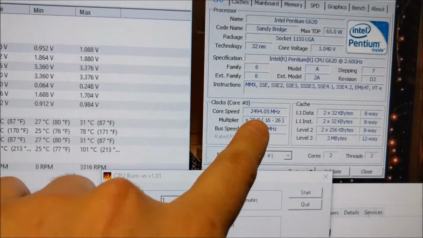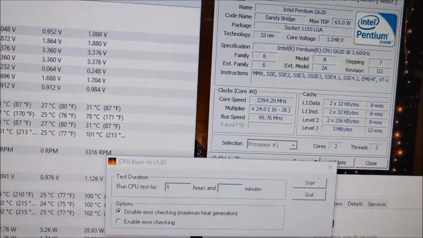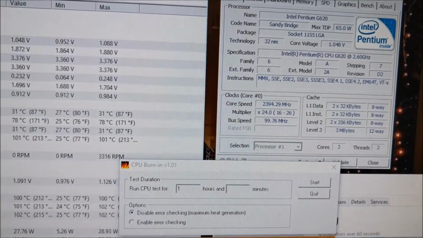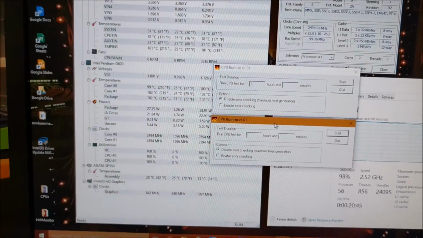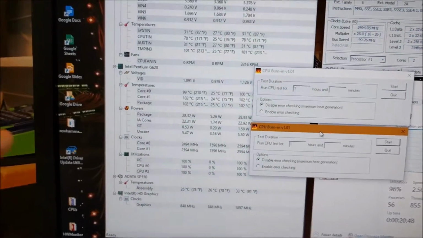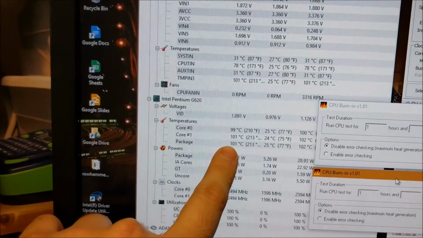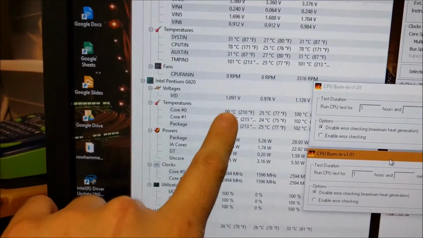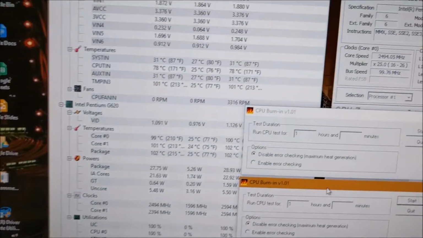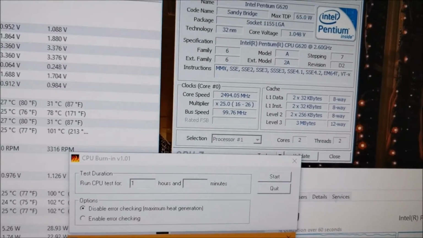Look at that. 25. 26 is the normal multiplier. 24. All right, so it throttles back gently. That's interesting. And so I guess it just does exactly what it needs to do to keep it right at 100 degrees. Yeah, there it is at 25.